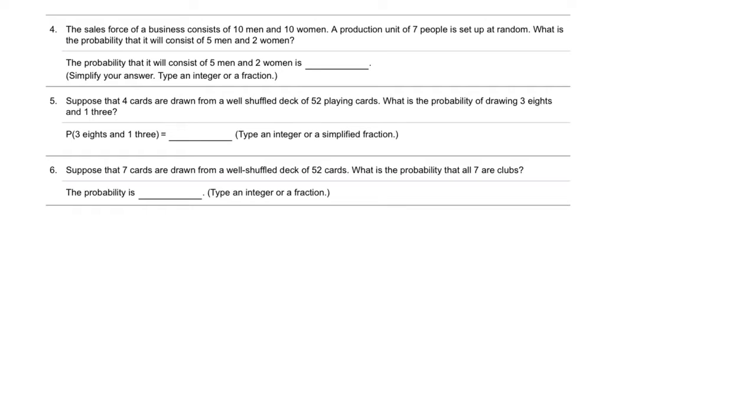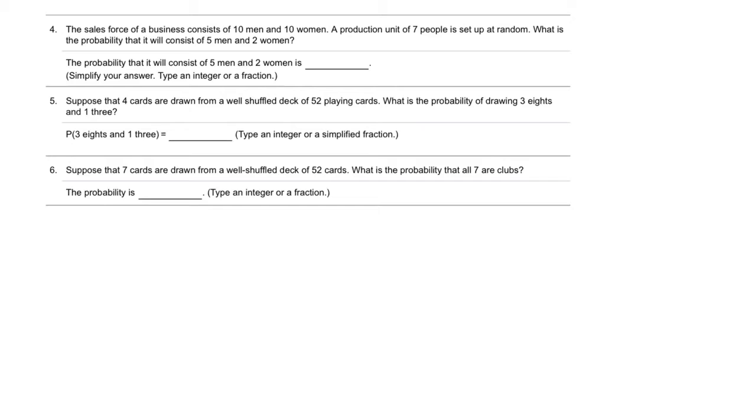All right, here's some good questions on probability. First question says Salesforce has 10 men, 10 women. They want to get a unit together with 7 people that has 5 men and 2 women. So what's the probability that it's going to contain that?